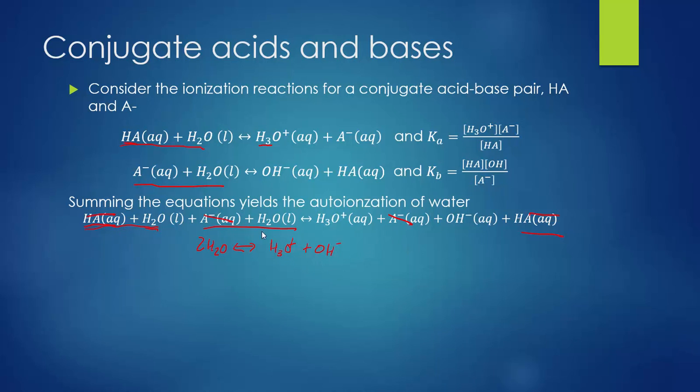Because if we find the equilibrium constant for this big long reaction, which I'll go ahead and do, remember that's the product of the concentration of the products, so the concentration of H3O plus times the concentration of A minus times the concentration of OH minus times the concentration of HA, divided by the concentration of the reactant side, that would be HA, and we don't include water, so then we just have the concentration of A minus. Now let's look at this.